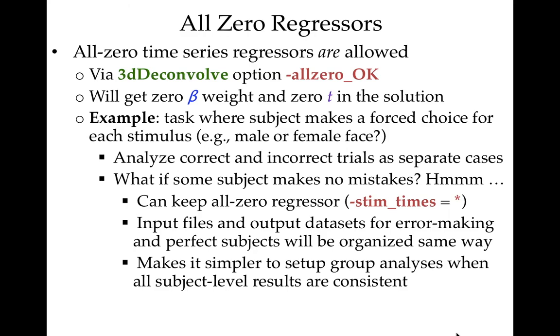Then the input files and the output datasets for the error-making and perfect subjects will be organized the same way. There'll be a regressor, and there'll be a beta for the correct trials. There'll be a t statistic for the correct trials. There will be a beta for the incorrect, and a t statistic for the incorrect. And this makes it a lot easier to set up group analyses when all your subjects have consistent output files from the single subject analysis level.